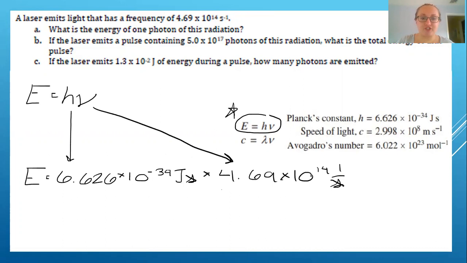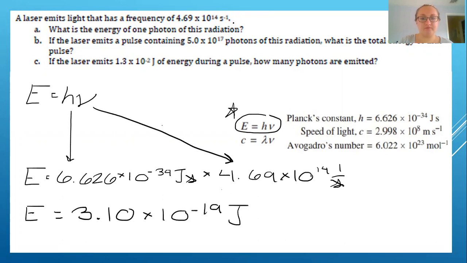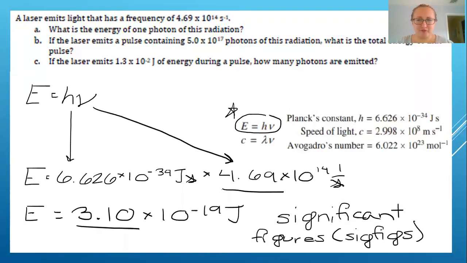Plug in my variables. H is Planck's constant. Nu is the frequency. And I get that the energy is 3.1 times 10 to the negative 19th joules. Now, scholars, 3.1 times 10 to the negative 19th joules is not the exact answer that I got. I cut off the numbers after 3 places. The reason I did that is because there are only 3 places in the numbers in my calculation. This process of selectively choosing where to end your response is referred to as significant figures. And we'll learn more about it as we go.